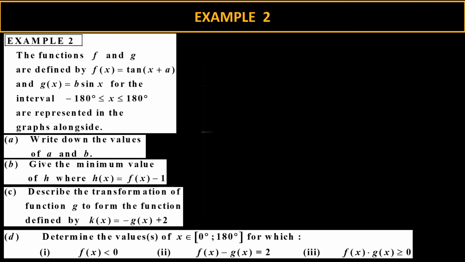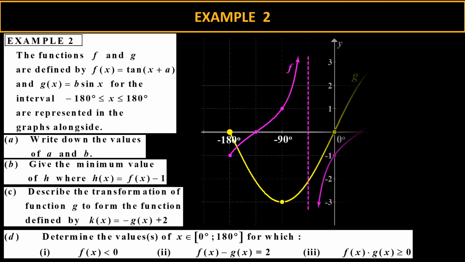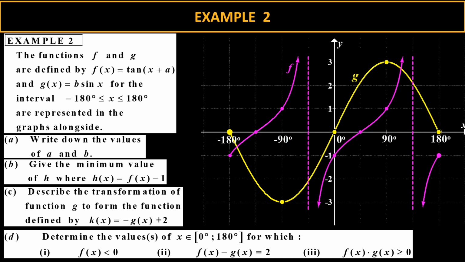Now let's look at the second example. In this example here, the graph is given. You don't have to draw the graph. So we have f(x) equal to tan x plus a and g(x) equal to b sine x. I suggest you highlight this if you have it in an examination. And you can see the domain is from negative 180 to 180. So this shouldn't be that difficult to find the a and the b values. Then we want the minimum, and then we have a transformation, and then we have some interpretations there.